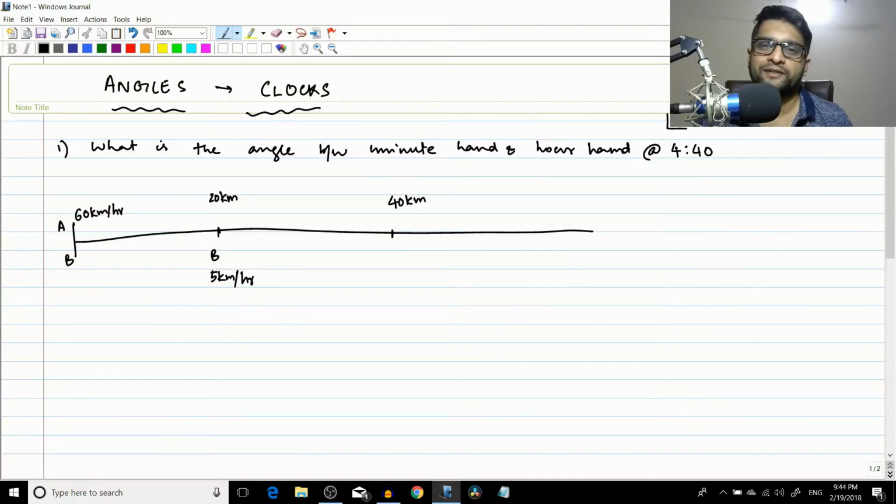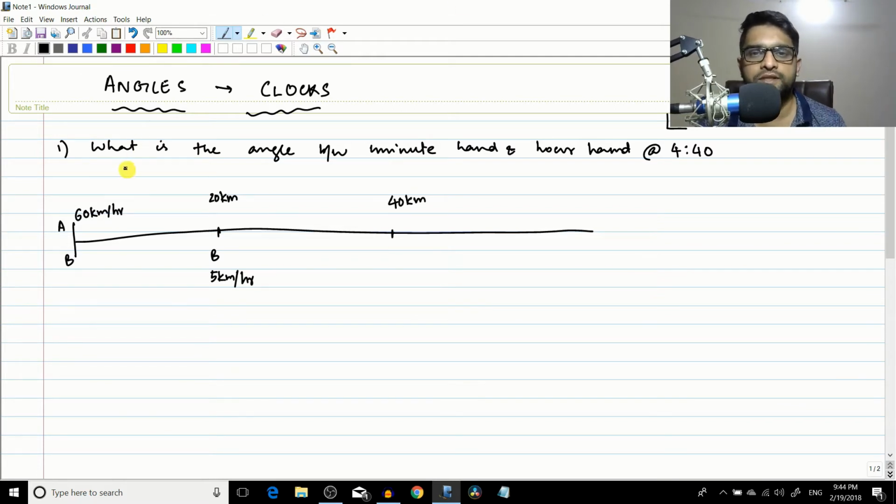Hello friends. In the class we saw the basics of clocks and some basic relations. We also saw one type of problem in which we had to find at what particular time the hour hand and the minute hand will coincide. For example, between 4 o'clock and 5 o'clock, what will be the time where the hour hand and minute hand will coincide? That type of problem is over.